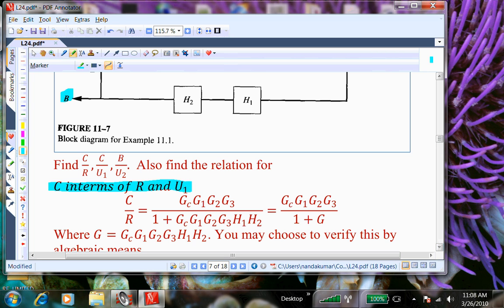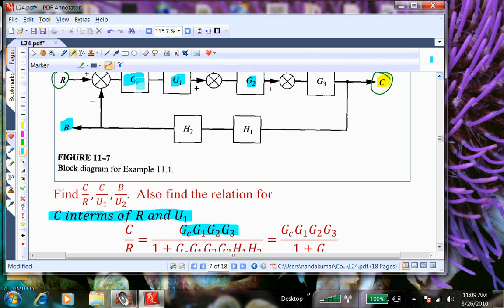C over R, I just used the rule. I didn't really show it algebraically. What is the rule? In the numerator you will have the product of all the ones in the open loop. That is GC, G1, G2, G3. That is what is between C and R. If you open the loop, that is if you cut this part off, then the output C is affected by R through these four transfer functions in series.